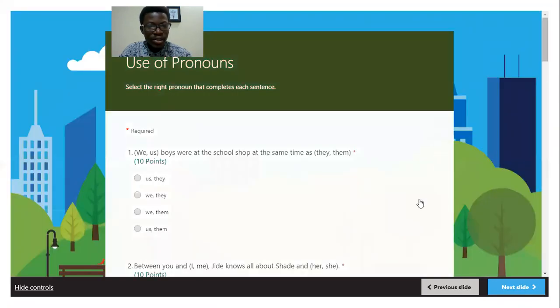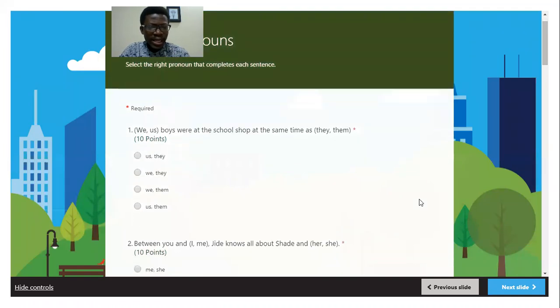Okay, good. All right. So here we go. In this particular one, we say we or us boys were at the school shop at the same time as they or them. All right, now this particular question carries 10 points. Let's see how we do.